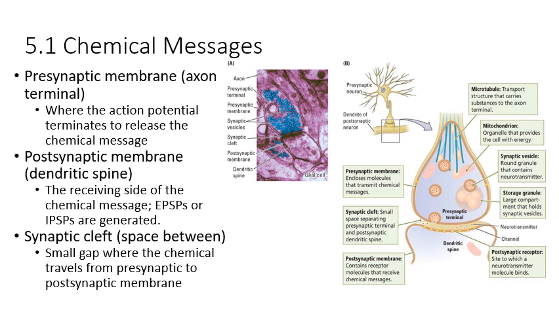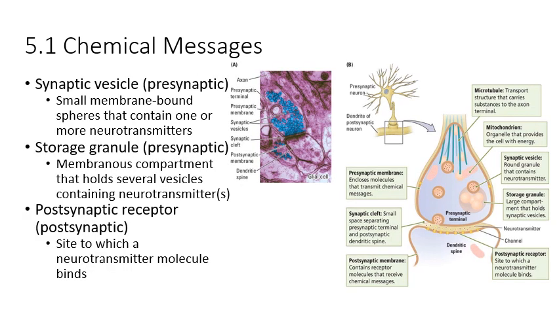So, as mentioned before, the presynaptic membrane, which is also the axonal terminal, is where the action potential terminates to release the chemical message. And the postsynaptic membrane is after the synapse. This is also typically a dendritic spine, although it can be other parts of the neuron, and is the receiving side of the chemical message. So this is where neurotransmitters get released and excitatory postsynaptic potentials or inhibitory postsynaptic potentials are generated. The synaptic cleft is this space between the two neurons. There's just a very small amount of space. These two neurons are not actually touching, and so the small gap is called the synaptic cleft.